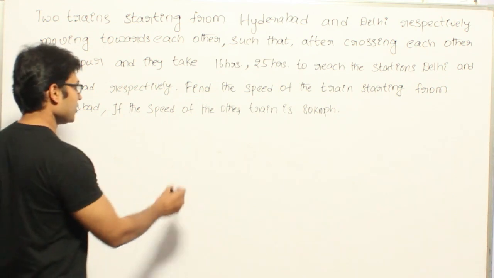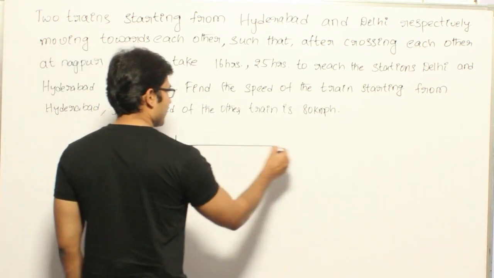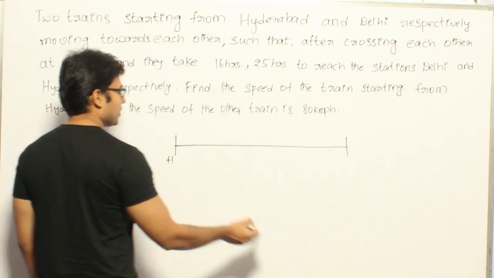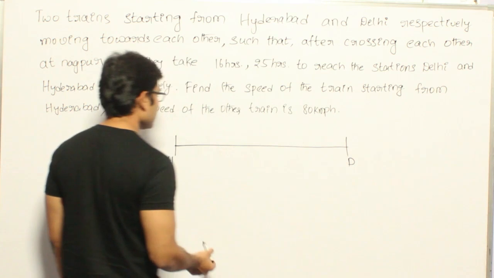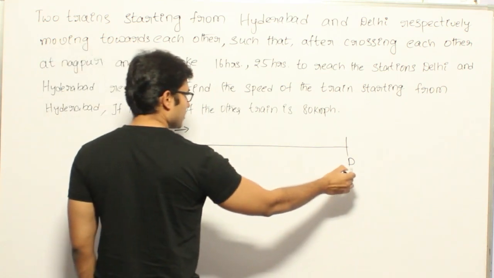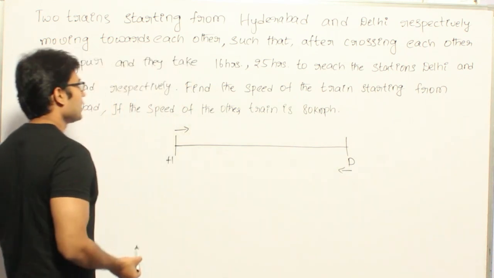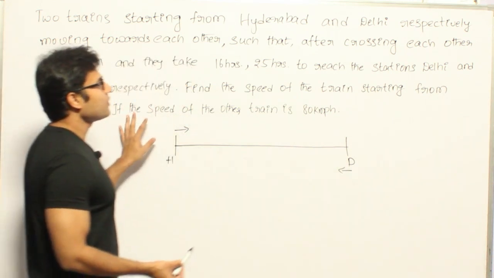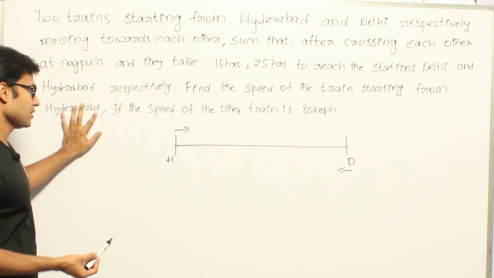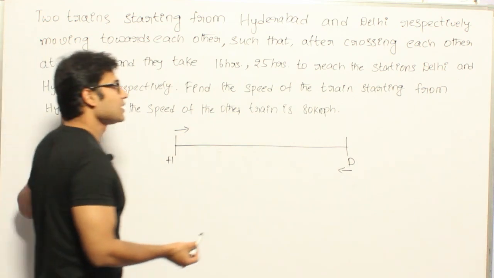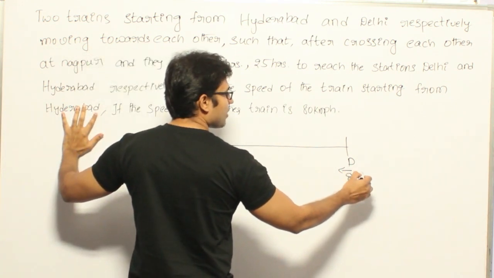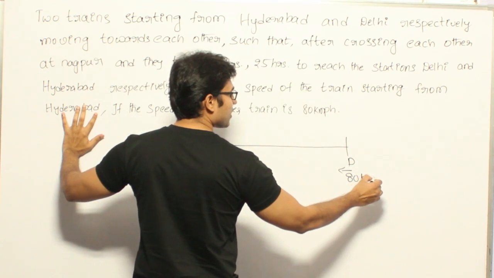So what they mean to say is, now we have two stations, one is Hyderabad and the other one is Delhi, and two trains are starting from here. One train is starting from here and the other train is starting from here. Okay, and they are saying that we are supposed to find the speed of the train starting from Hyderabad, when the speed of the other train is given as 80 kilometers per hour, which means this train which is starting from here, its speed is 80 kilometers per hour, right?